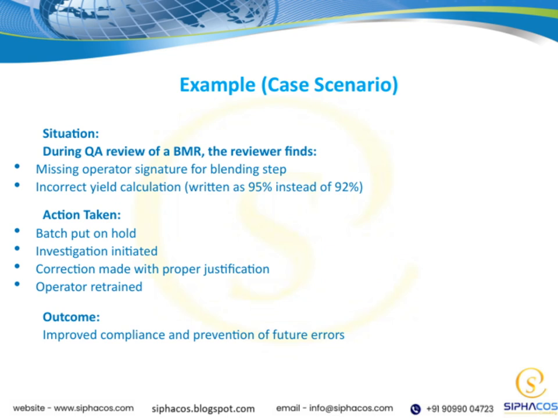The outcome of this process was positive. It led to improved compliance, ensuring that all regulatory and internal standards are consistently met. More importantly, it helped prevent similar errors from happening in the future, strengthening our overall quality system. This example highlights the importance of thorough reviews, prompt corrective actions, and continuous training, key elements that keep our processes robust and compliant, aligning with the overall theme of quality assurance.